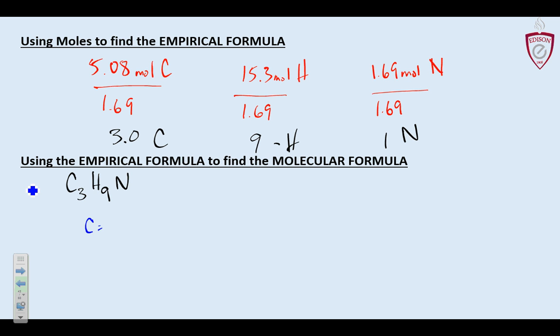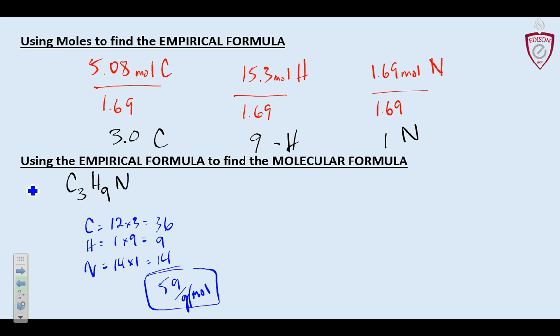So C is going to be 12 times 3 is 36. H is going to be 1 times 9, which is 9. And nitrogen I know is 14 times 1, which is 14. I add these up and I get 59 grams per mole. And the problem says that the molecular formula is 59 grams per mole. So this empirical formula is actually the molecular formula that we were talking about.